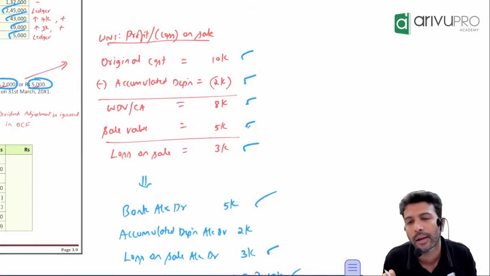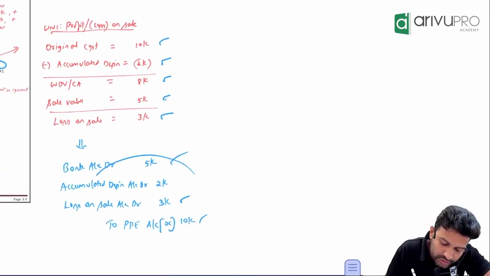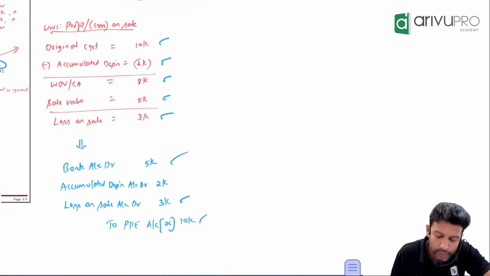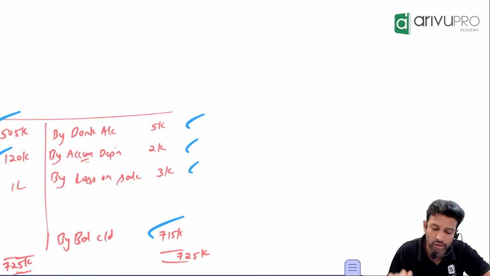Okay, now wait. Can we post this into the PP ledger? When you post this in the PP ledger, what will you post it as? By bank, by accumulated depreciation, by loss on sale. Check, have we posted? By bank, by accumulated depreciation, by loss on sale. Sorted.